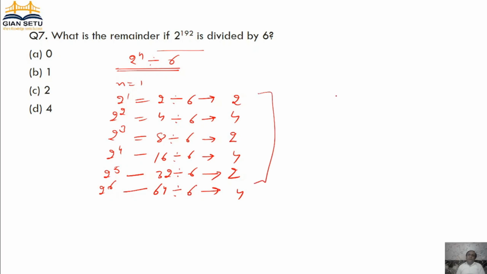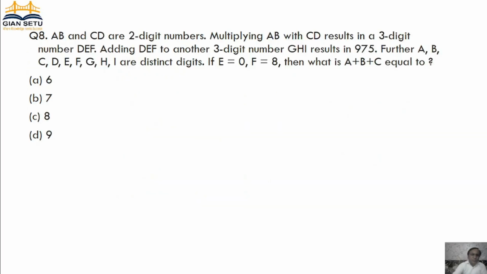So we can see that when n is an odd number, the remainder is 2, and when n is an even number, the remainder is 4. So in the given question, n is equal to 192, which is an even number, so the remainder will be 4. So the right answer is D here. Let's move to question number 8.